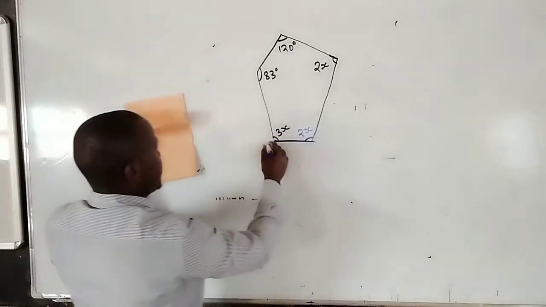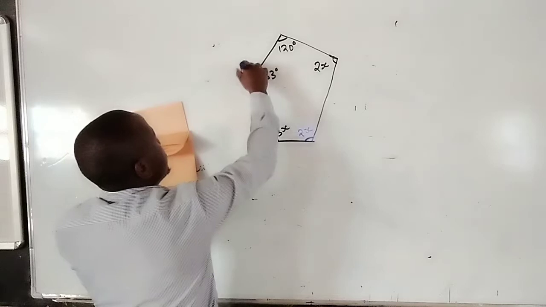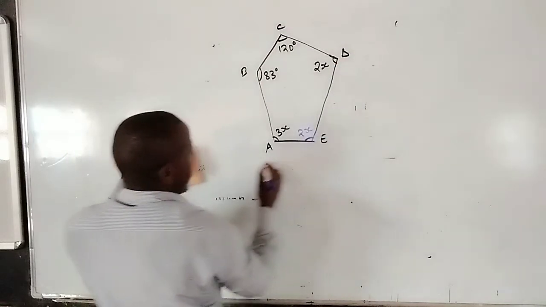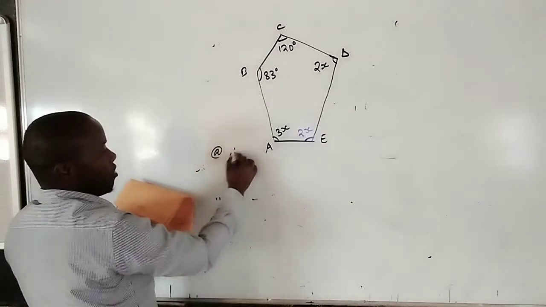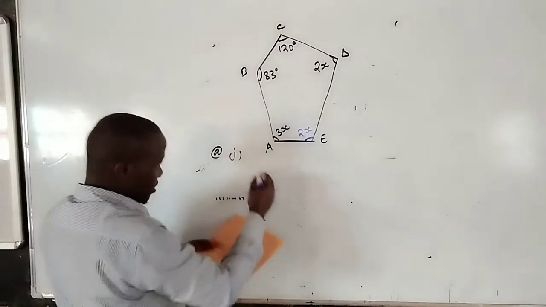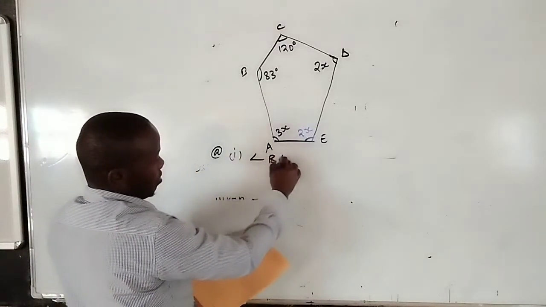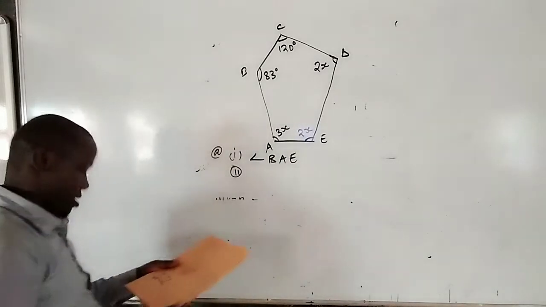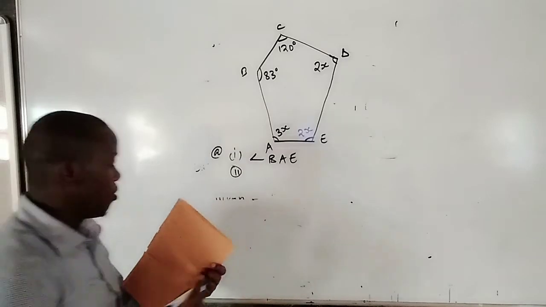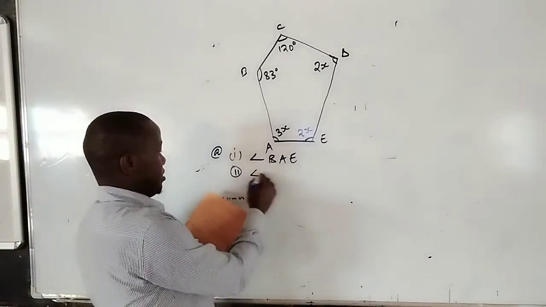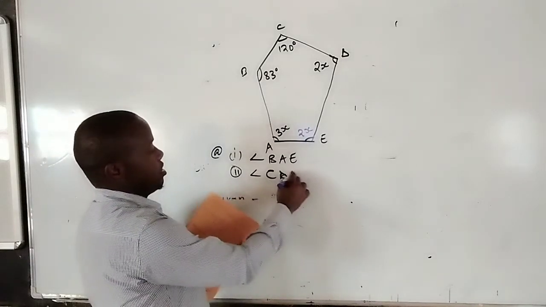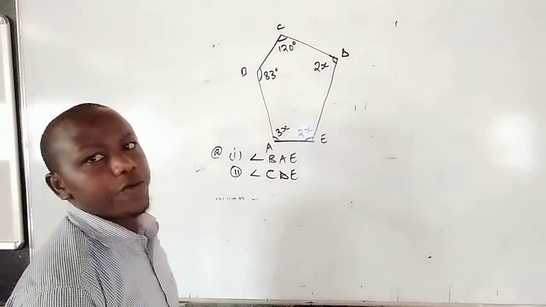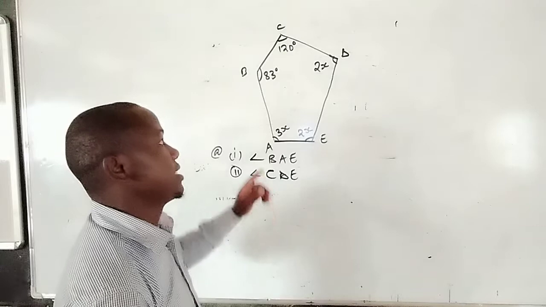Obtain the size of each of the following. This is A, B, C, D, E. Obtain the size of angle BAE, then angle CDE.